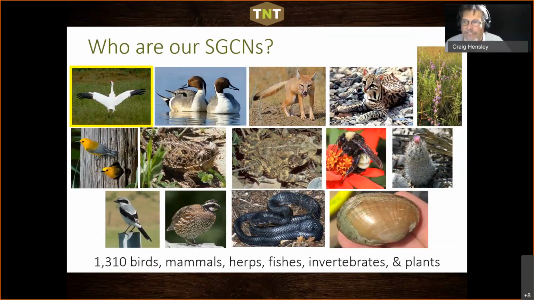So who are our SGCNs? Well, there's a lot of them. As I mentioned, there's more than 1,200, 1,300 of them here in Texas alone. And they range from migratory birds like the whooping crane that we only see in the wintertime, and thus can only have a certain amount of impact on those, down to a really iconic species like the Texas horned lizard.